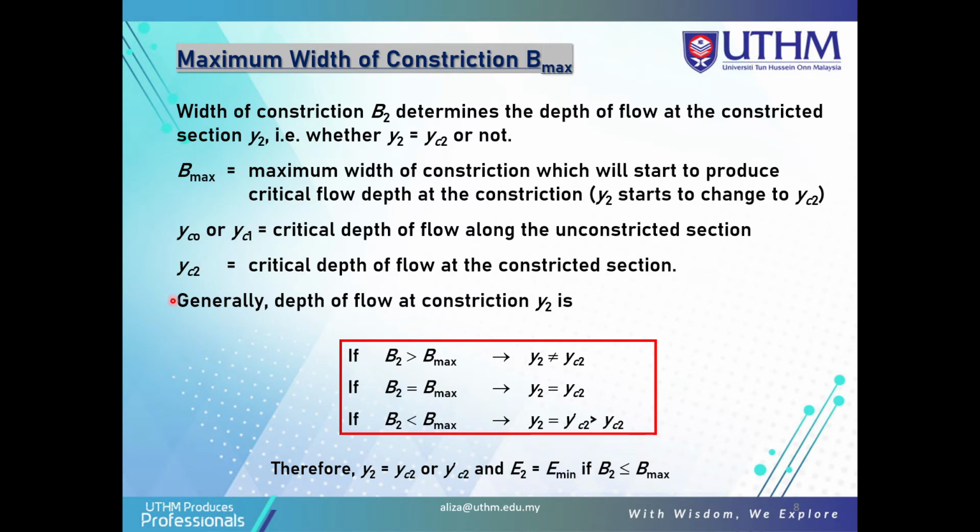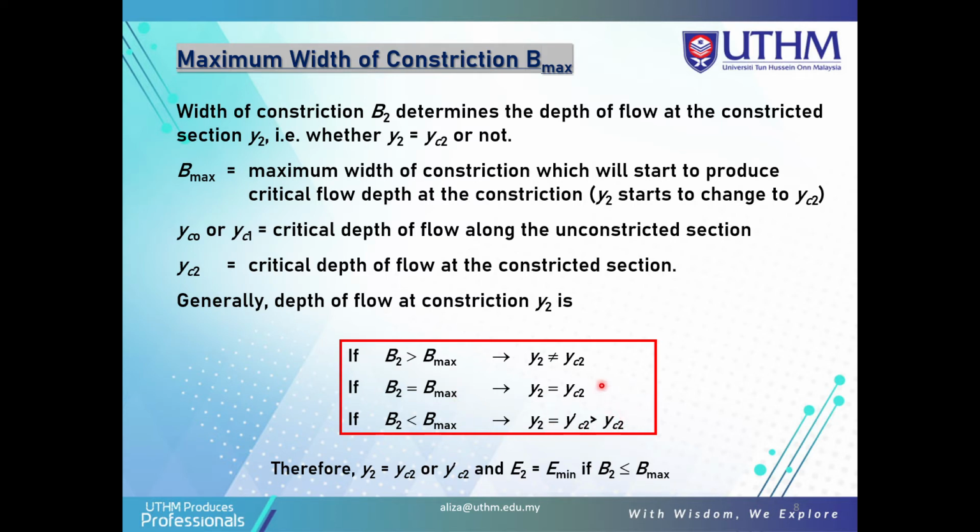Okay, so generally the depth of flow at constriction Y2, if B2 is more than B maximum, is not the same as the Y critical at 2. Okay, so if B2 is equal to B maximum, then Y2 is equal to Y critical at 2. Okay, so if B2 is less than B max, then Y2 is equal to YC2.